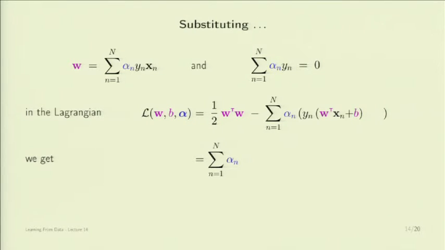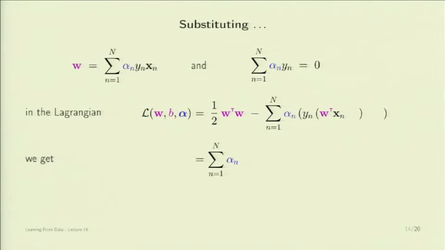Next, I look at this and say, I have plus b here, right? When I take plus b, it gets multiplied by y n alpha n summed up from n equals 1 to capital N. Now, the summation of alpha n y n from n equals 1 to capital N is 0. So the terms that get multiplied by b go to 0, and therefore I can kill plus b.